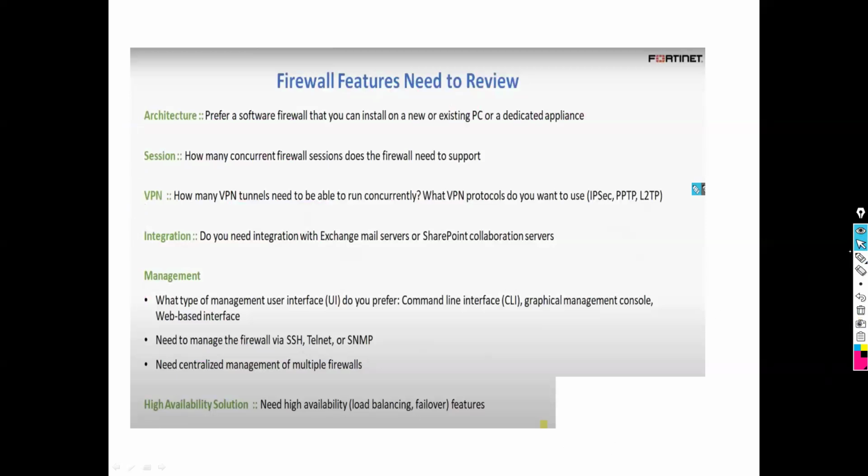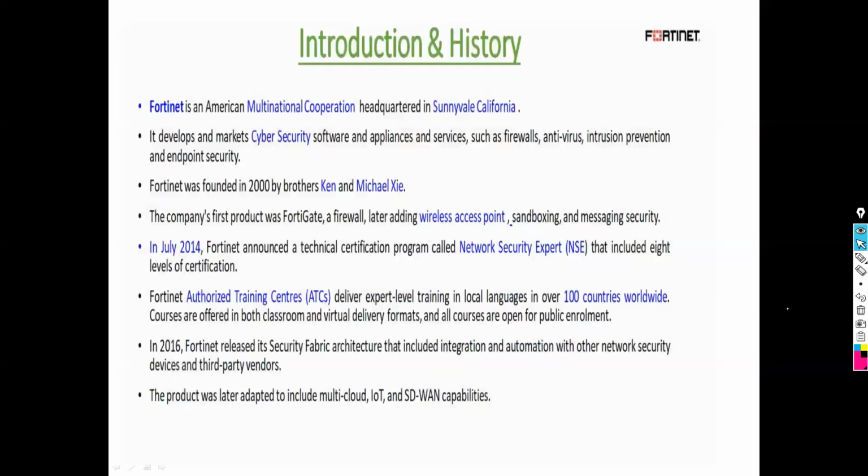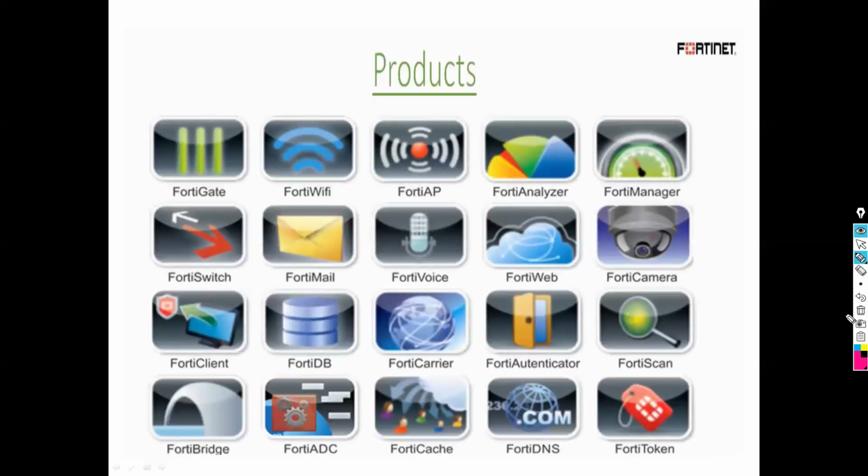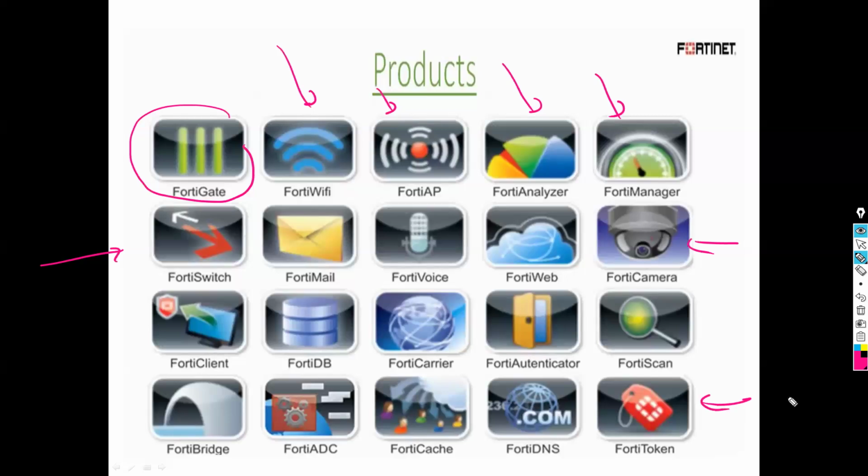Now, if you talk about Fortinet history, Fortinet was founded in 2000 by two brothers, Ken and Michael. The company's first product was a firewall device, but now we have lots of products in Fortinet. See, FortiGate firewall, FortiWiFi, FortiAP, FortiAnalyzer, FortiManager, FortiSwitch, FortiCamera, FortiAuthenticator, FortiToken. We have lots of Fortinet products. Is my point clear, Abdul?